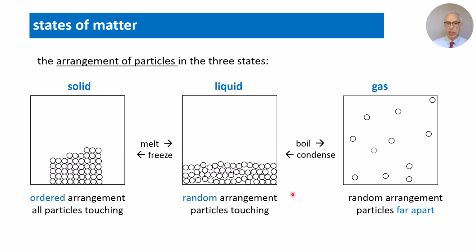Now, if we look at the change from liquid to gas, in a gas the particles have a random arrangement, but they are far apart. And we obviously call the process liquid to gas boiling and gas to liquid condensing. But there's also the term evaporate. So boiling is a special case of evaporation. Evaporation is also a change from liquid to gas. It occurs at the surface of a liquid.